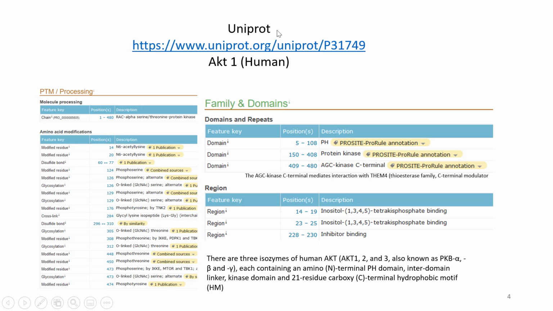Before you do the modeling in iCn3D, you should go to UniProt, which is one of the most amazing websites for information on proteins. Here's the URL for this particular protein, AKT1 in humans. On this page, you will find information on post-translational modifications, all the sites that are post-translationally modified. In addition, you'll find information on families and domains. It's a really robust site.